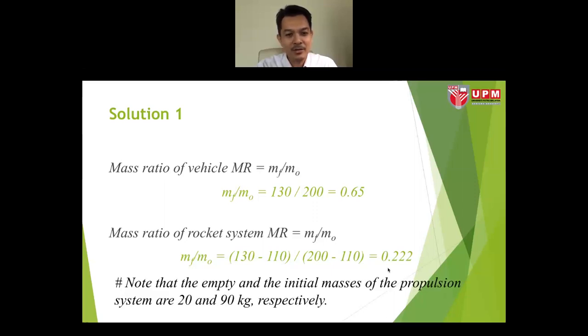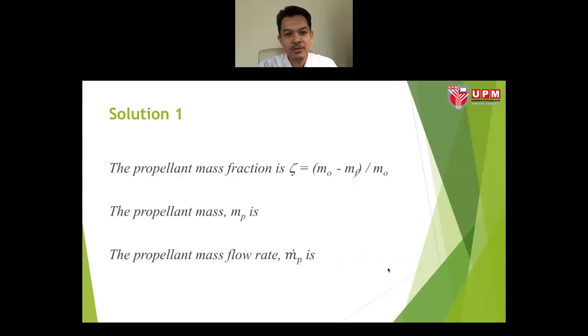Okay, so note that the empty and the initial masses of the propulsion system are 20 and 90 kilogram respectively. So you can calculate it there and you will get those values. Right, shall we just continue to calculate the propellant mass fraction? The zeta equals m naught minus mf divided by m naught. It's quite straightforward. Just plug in the number. What is the answer?